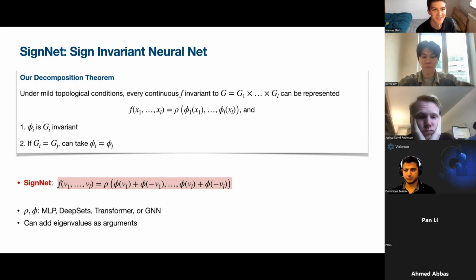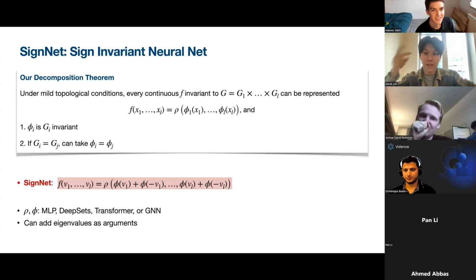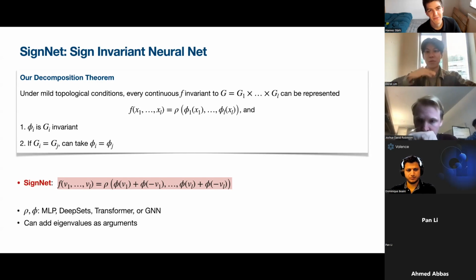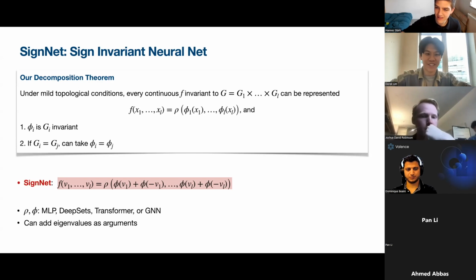Okay, and what happens if I just take the absolute value of V1 up to VL? There are a lot of reasons I could tell you why this is bad theoretically. It's not injective. It breaks the distance properties of Laplacian eigenvectors. Also, for those people who don't care about that, we show in experiments that it's not that good most of the time. Nice. So you'll see that soon.